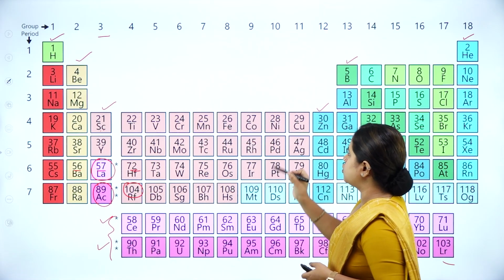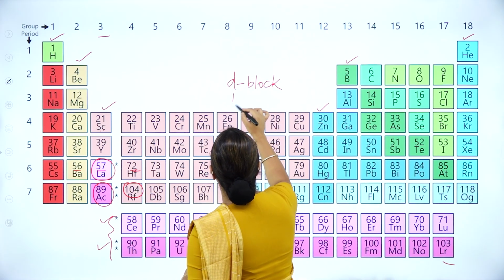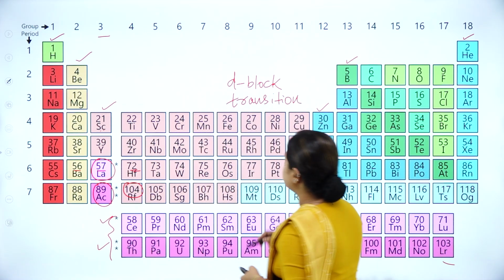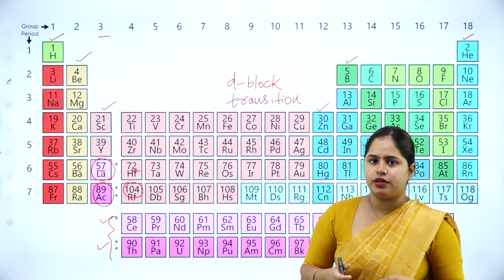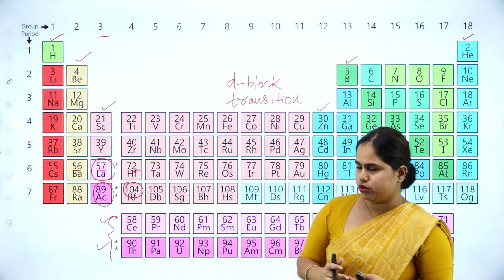This much part is called your D block elements, or another name is also there, that is transition elements. It is also called transition elements. Now, what are these transition elements, or are all D block elements considered as transition elements? All that we are going to see, right?